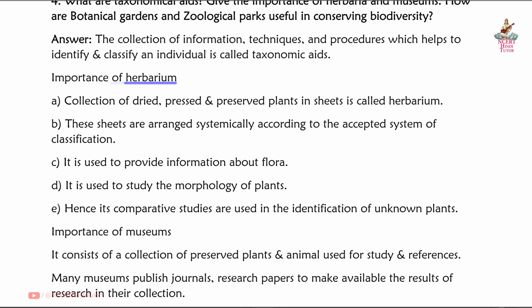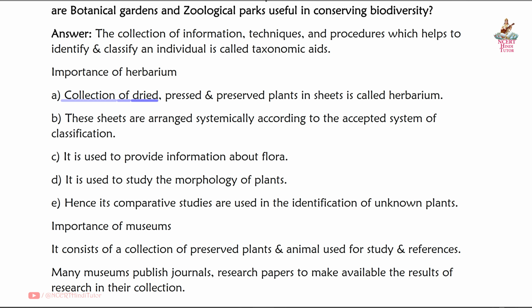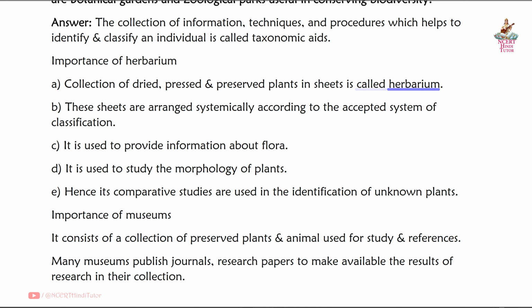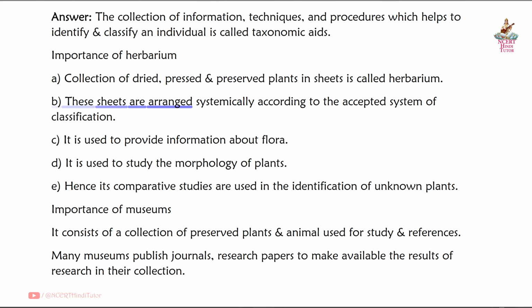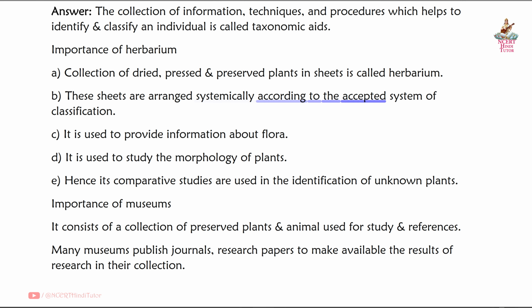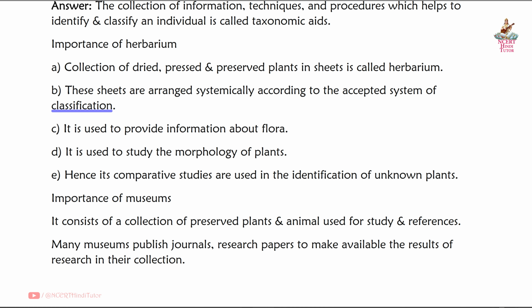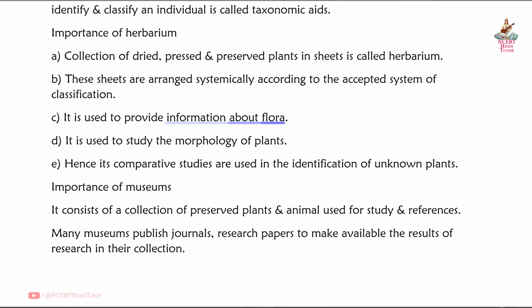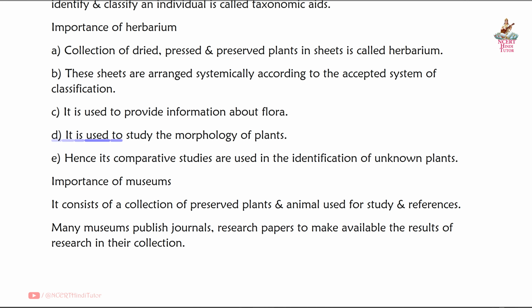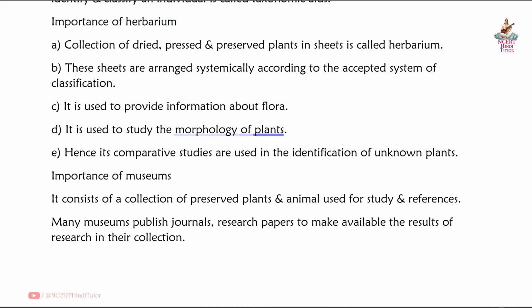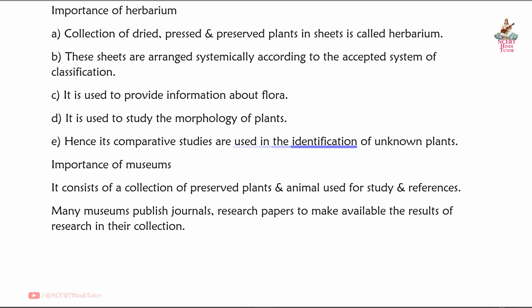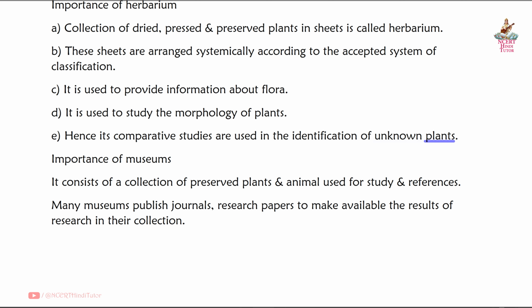Importance of herbarium. A. Collection of dried, pressed and preserved plants in sheets is called herbarium. B. These sheets are arranged systematically according to the accepted system of classification. C. It is used to provide information about flora. D. It is used to study the morphology of plants. E. Hence its comparative studies are used in the identification of unknown plants.